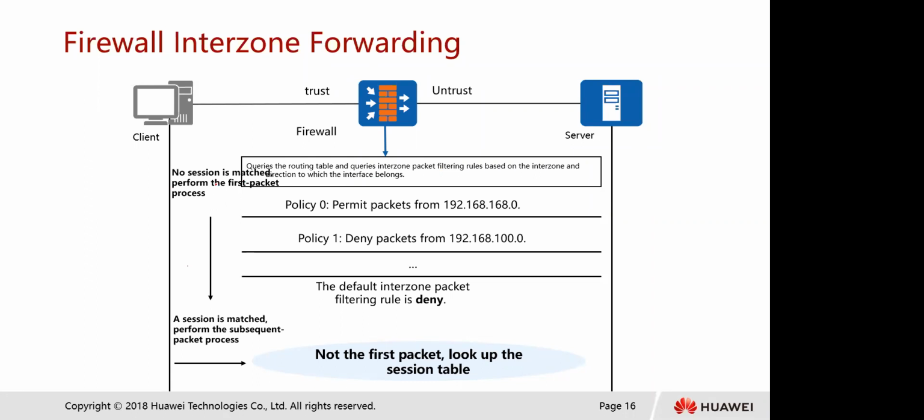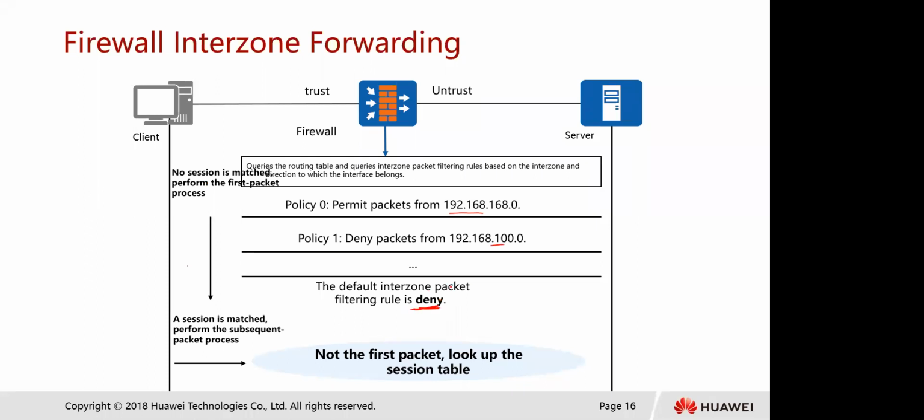If no session is matched, then perform the first packet filter. So when it checks this table and there's no session in that table, it will go ahead and process our first packet. Policy 0 says permit packets from this IP address. And policy 1 says deny packets from that IP address. So the default interzone packet filtering rule is deny.